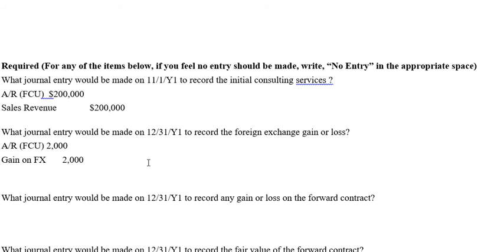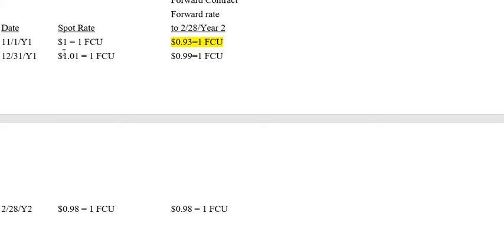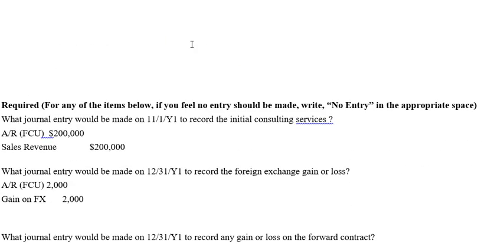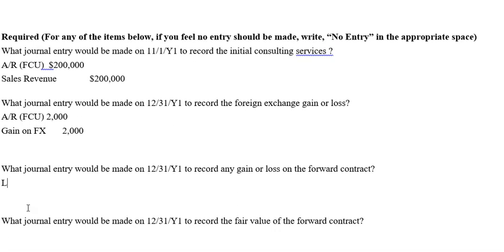Remember that our forward contract reverses any gains or losses and puts them into AOCI. So I need to reverse this. What would be the journal entry to record the gain or loss on forward contract? Because I entered into this forward contract, I'm not so worried about this change in rate anymore. I'm locked in at 0.93. Am I kind of mad that it went up? Maybe, but I don't have to worry about if it goes up or down because I'm locked in at 0.93. And all gains and losses will be moved to my AOCI. So I need to move this to my AOCI.